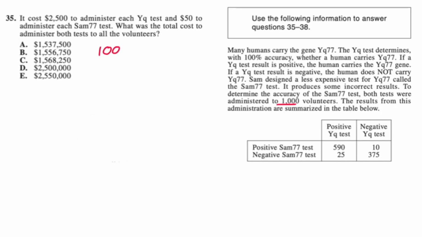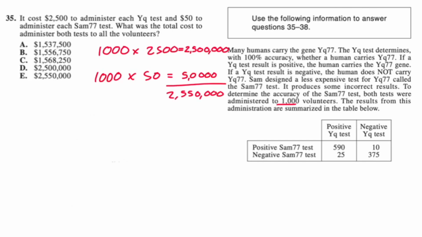So if you take 1,000 volunteers and multiply that by the $2,500 for the YQ test, and then take the 1,000 volunteers and multiply that by the $50 for the SAM-77 test, and then add that all up, you get 2,550,000. So the answer is E. And I remember when I took the test, I would sometimes feel like I did something wrong if I wasn't using all the information in the problem. But in this case, we didn't need to read pretty much any of this. It's just this one little piece of information that was important.